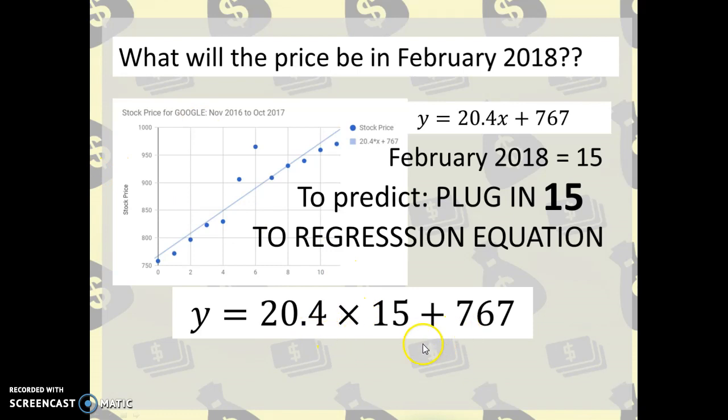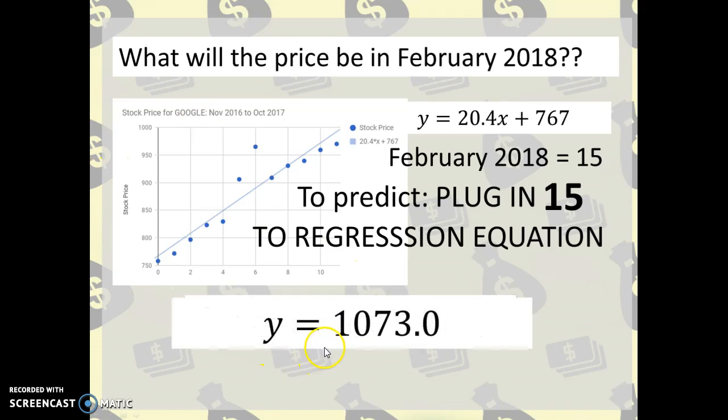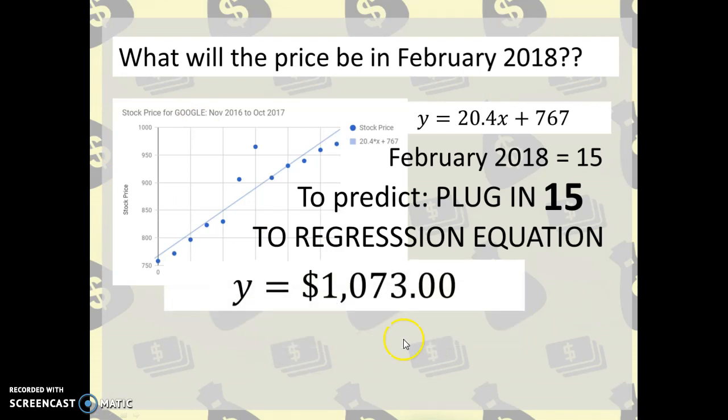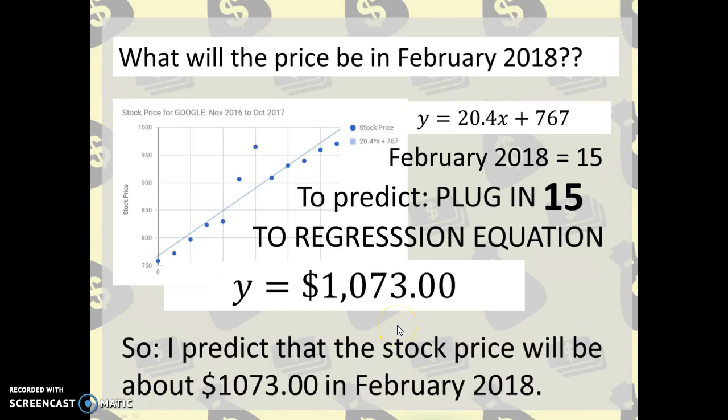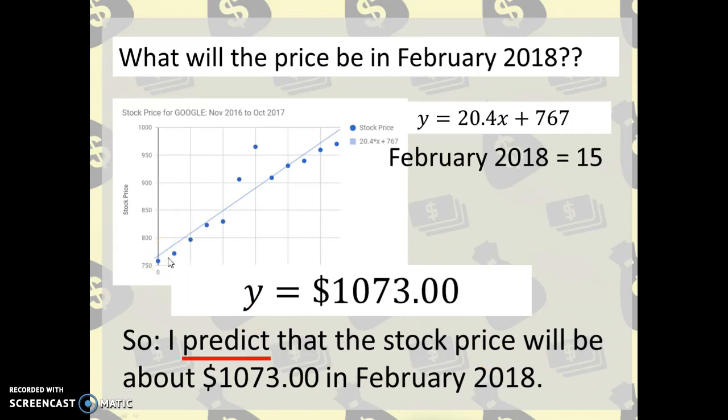This is nothing too advanced. I take my calculator, I multiply, and I get a number. Okay, and so that number, that is my prediction. I say I'm going to predict that's what the stock price is in February 2018. I didn't use 2018 in the equation. I got to use the 0, 1, 2, 3 because I got to think each month is one value.